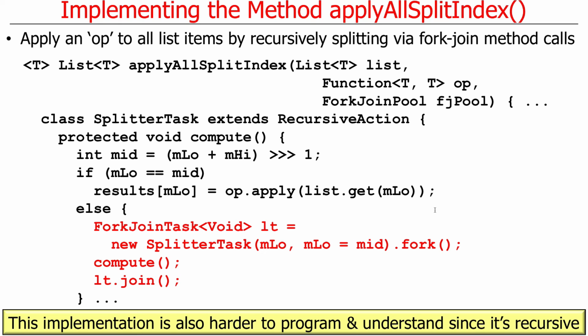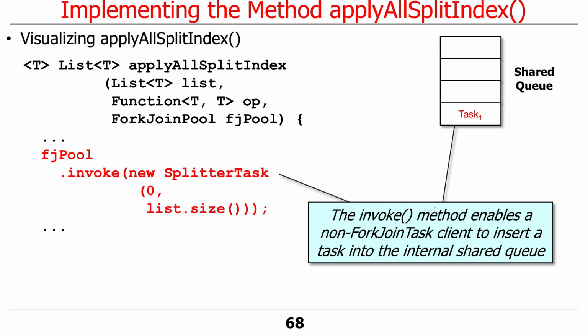This implementation is also harder to program and understand since it's recursive, and it's also got the kind of wacky results stuff so that we don't have to do the copying overhead. All right, so let's take a look at how this is going to behave. This is going to work very much like the earlier splitter version that I showed you that used a recursive task. The main difference is this version doesn't have to do the extra copying. So we're going to knock on wood and hope that's going to run a little faster.